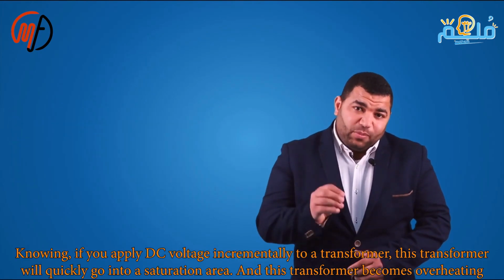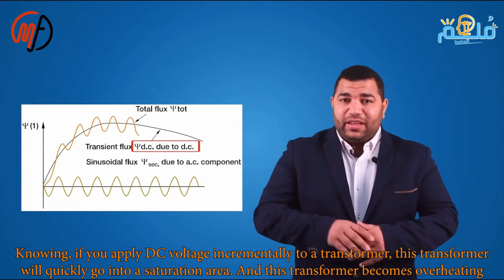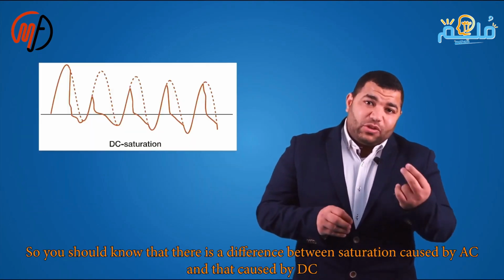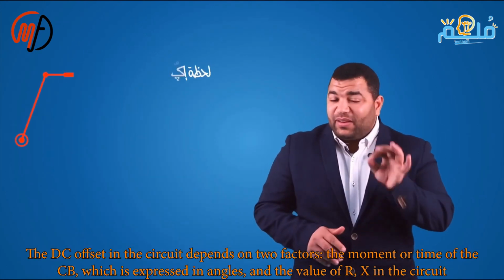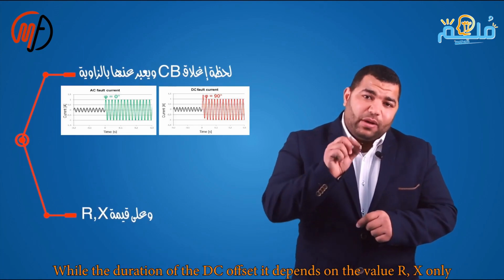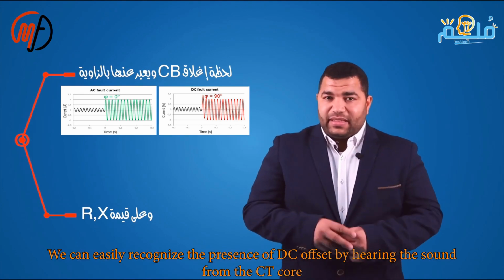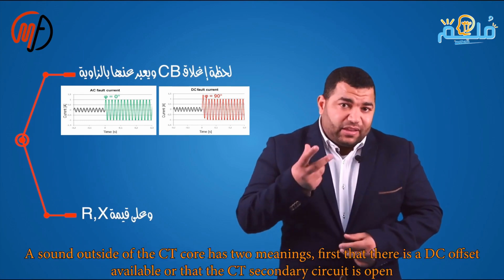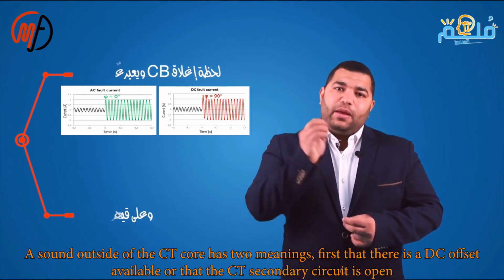Keep in mind that if you apply increasing DC to the transformer, it will quickly go into saturation and experience overheating. So there's a difference between DC saturation and AC saturation. The value of the DC offset in the circuit depends on the moment the circuit breaker closes and on the value of Rx in the circuit, while its duration depends only on the value of Rx. We can easily identify the presence of DC offset in the primary current by hearing a loud sound coming from the core. If there's a sound coming from the core, it means that there is a DC offset or that the secondary circuit of the CT is open.